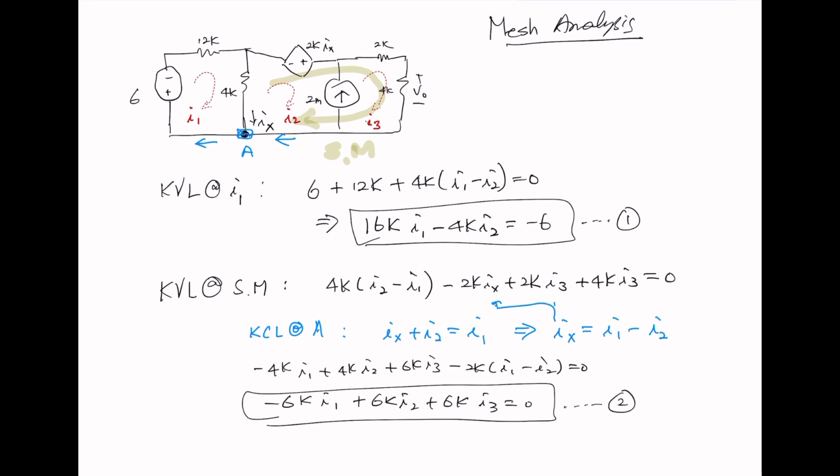Our third equation should be using the 2 milliamp source, because we made this a supermesh. We haven't used this 2 milliamp current source at all. So what we can do is KCL again at B. KCL at B, we have I sub 3 going in, I sub 2 is leaving, and 2 milli is leaving. So entering I sub 3 equals leaving I sub 2 plus 2m, and that is I sub 2 minus I sub 3 equals negative 2 milli. That's our equation number 3.